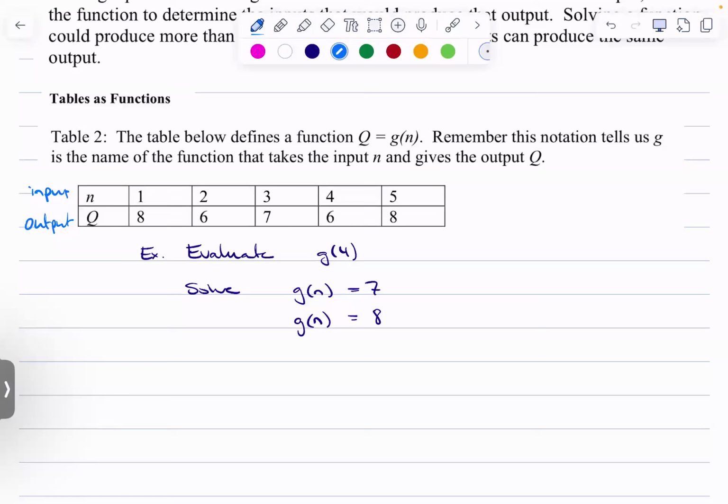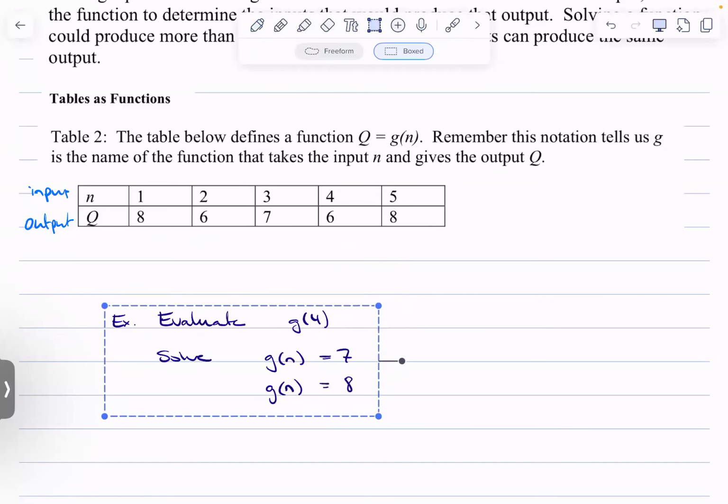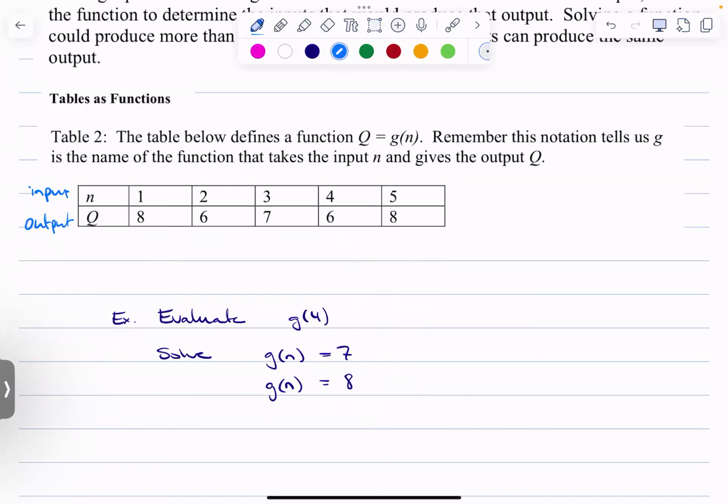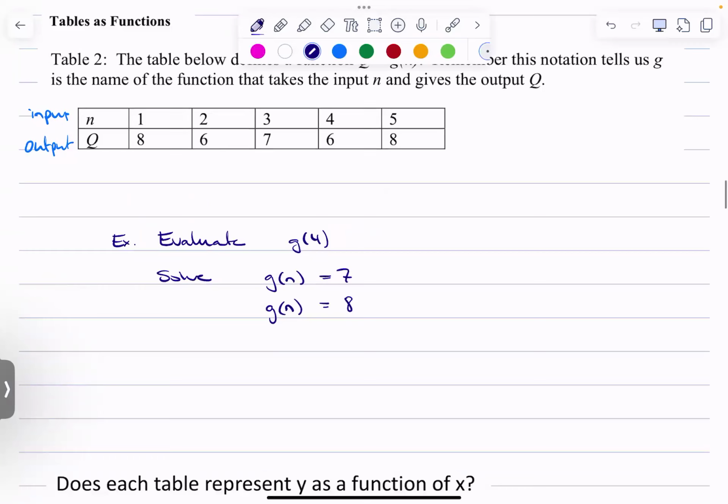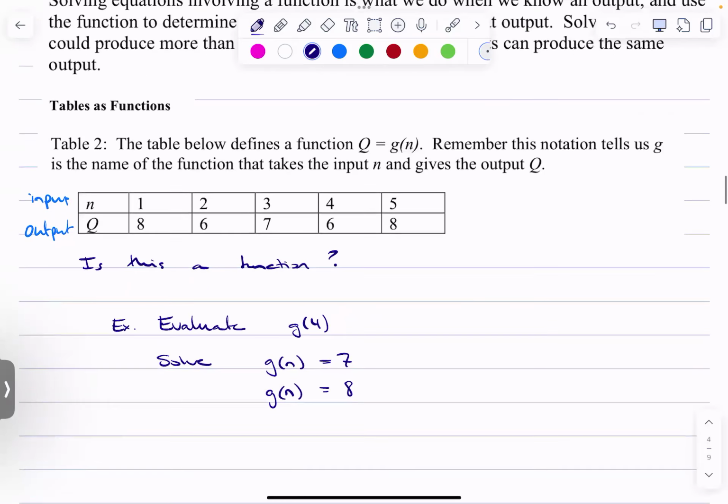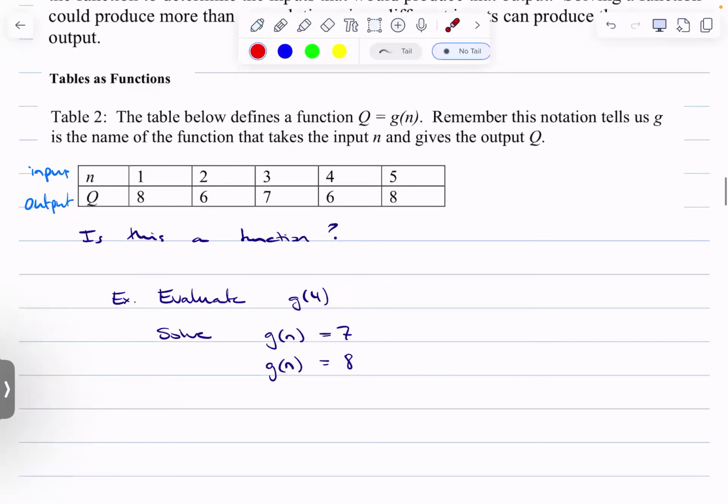First of all, is this a function? What are you looking for? Each input has to yield a unique output. So 1 goes to 8, 2 goes to 6, 3 goes to 7, 4 goes to 6. Is that going to be a problem? Both of them going to 6?